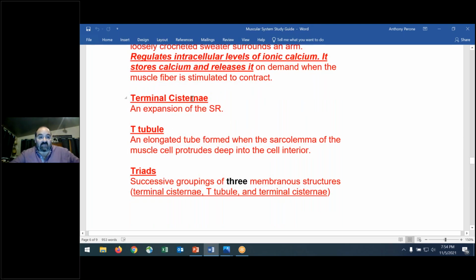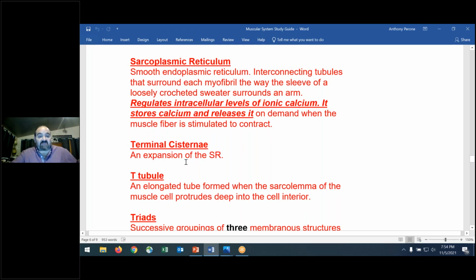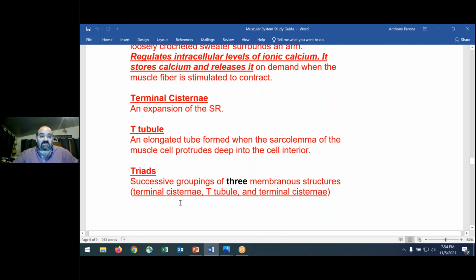We looked at already the terminal cisternae and the T-tubules. The T-tubules will be conductors for the action potential, the electricity. The terminal cisternae are just a portion of the sarcoplasmic reticulum, an expansion of it, and they will release the calcium into the area of the myofilaments. And just know that this term triad represents two terminal cisternae and one T-tubule, so three structures known as a triad. Okay.